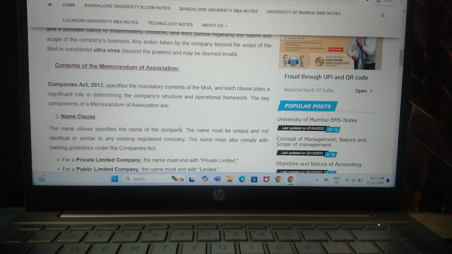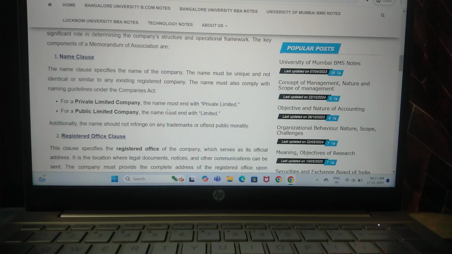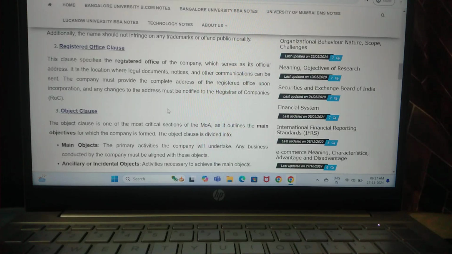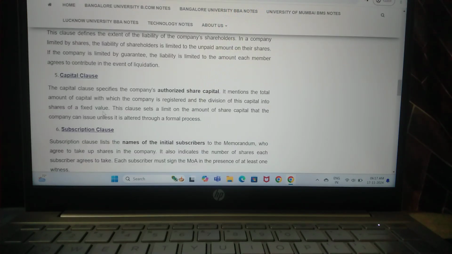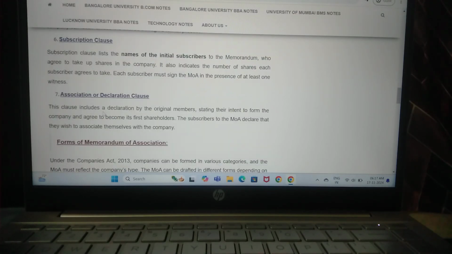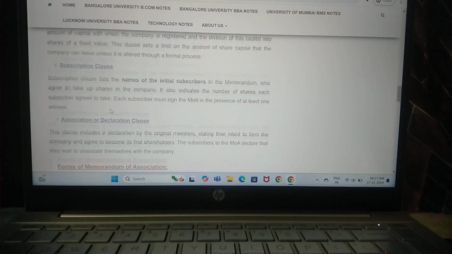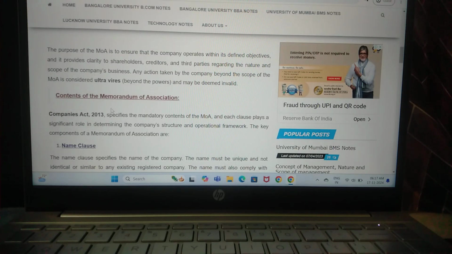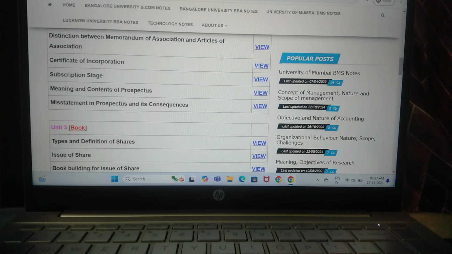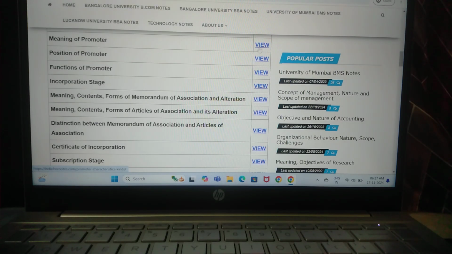And contents, you can see: name clause, registered office clause, object clause, liability clause, capital clause, and subscription clause or association or declaration clause. These are very important in MOA. You have to study this with the meaning of MOA. Then contents are clauses, they may ask you for 5 marks. Am I clear? This is very important, MOA. Similarly, AOA.